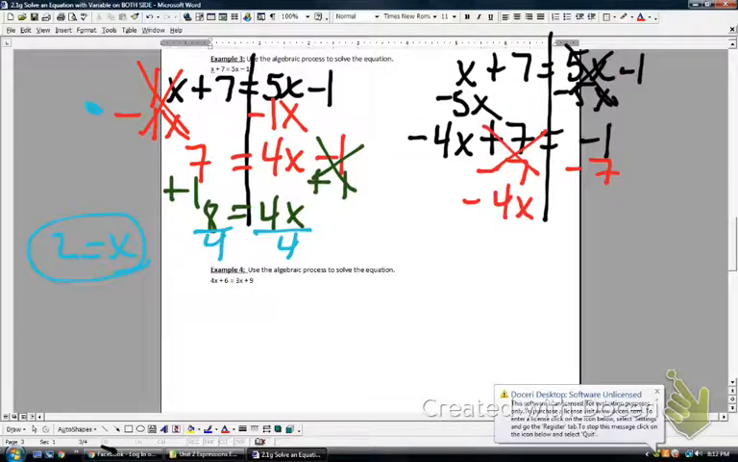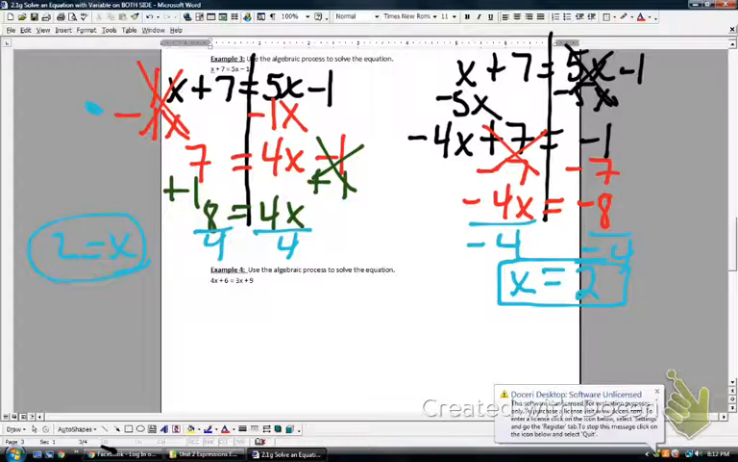I'm left with negative 4x. Negative 1 minus 7 is negative 8. And then I'm going to divide both sides by negative 4. Negative 4 divided by negative 4 is a positive 1. So I have 1x, or just x. Negative 8 divided by negative 4 is a positive 2. So I get the same answer no matter which way I work it.